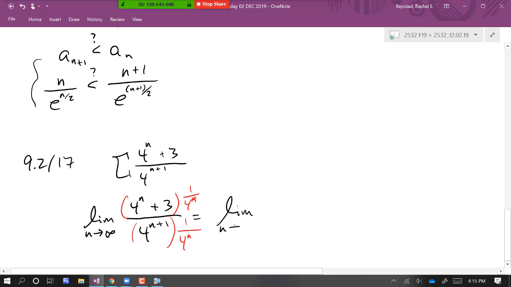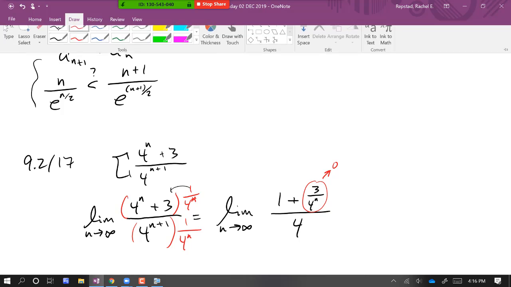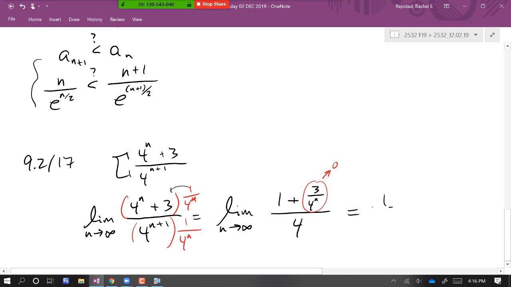So on the bottom, we get 4, right? There's one more factor of 4 on the bottom than on the top, so we get 4 down there. Up top, what do we get? 1 plus, if I distribute this, oh, no, that'll be 3 over 4 to the n, so this one goes to 0. So what is this overall limit? 1/4. What is it that we want to observe about this? It's not 0. And that means that the series diverges.